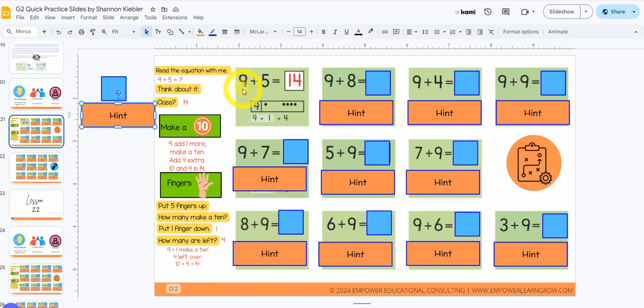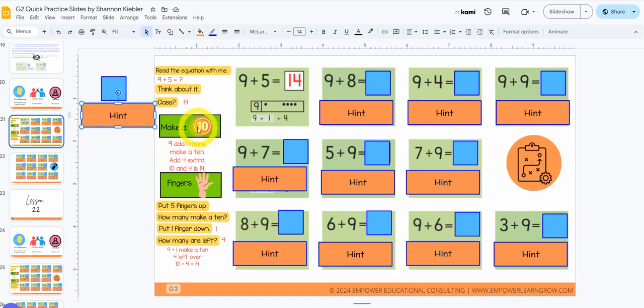So the student leader would say, class, put up 5 fingers. And now with 5 fingers up, we would say 9 and 1, we'd put down 1 finger, makes a 10. We can see that we have 4 more fingers up. How many are left? 4. 9 and 1 makes a 10. 4 left over makes 14. 10 and 4 make 14.